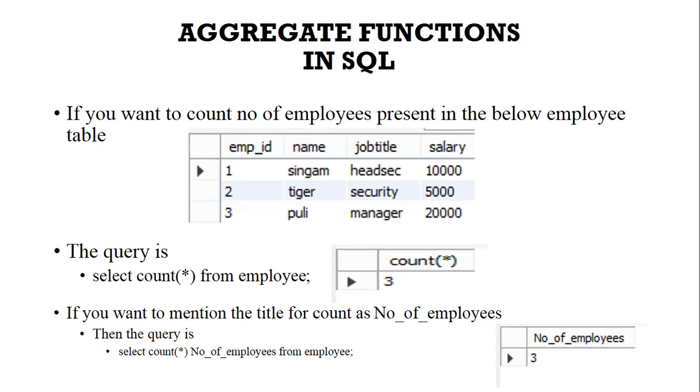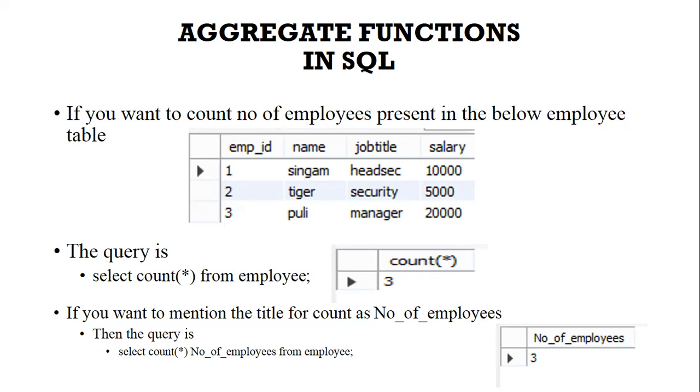In order to identify the total number of employees present in the employee table, we can use the aggregate function called count. The query is: select count of asterisk symbol from employee semicolon. It will display the number of employees present in the employee table. Kindly understand that the title of the attribute is displayed as it is, count of asterisk.